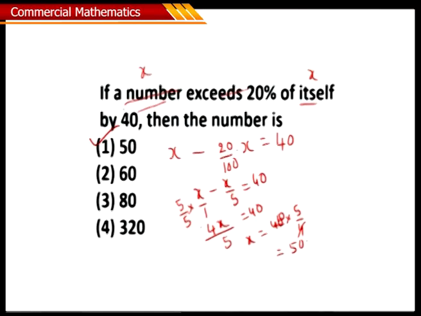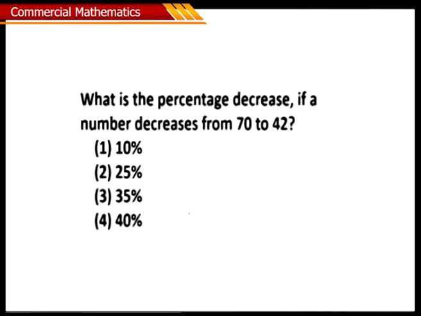Just look at the screen. What is the percentage decrease if a number decreases from 70 to 42? So the number decreased from 70 to 42. So what is the decrease? How much is the decrease? It means 70 minus 42, which is 28. So now you observe the logic. For 70, the decrease is 28.